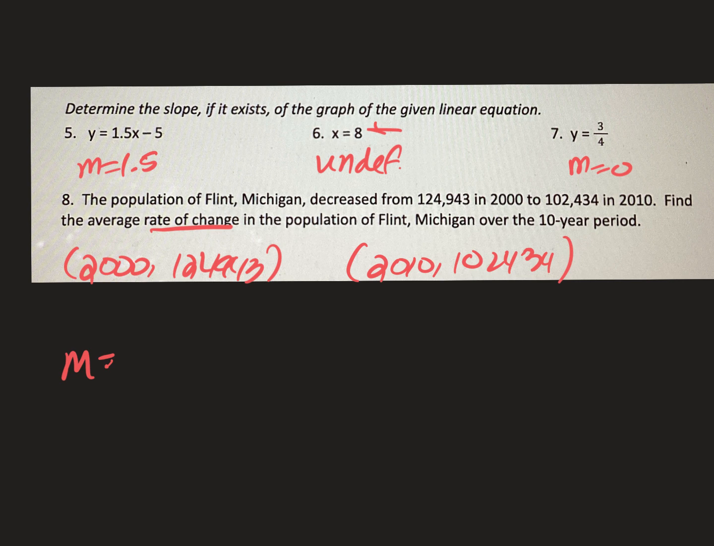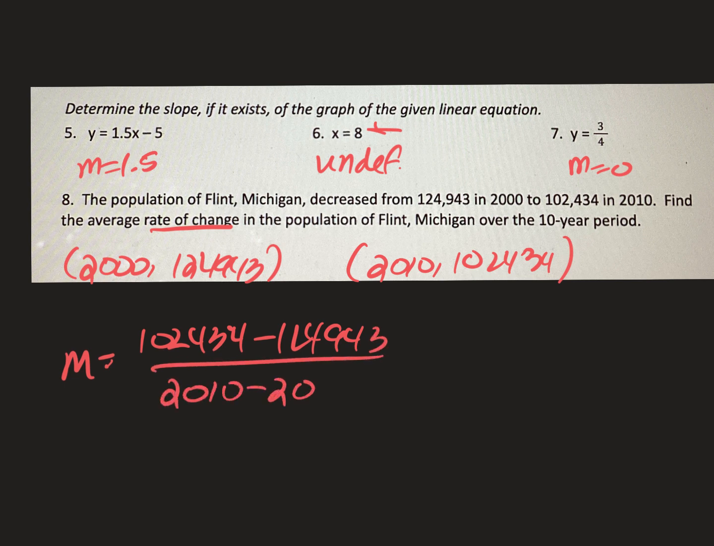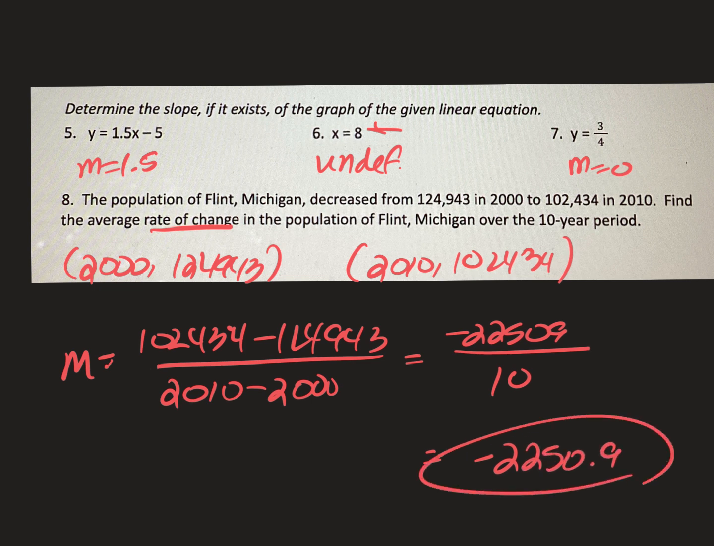And remember, when you do slope, the reason I put those years first is because they want the change per year. So per year, the per part goes on the bottom. So I'm going to do y2 minus y1 over x2 minus x1, just the slope formula, because that's all it's asking. And I get, let's see, 10 on the bottom. On the top, I'm getting negative 22,509. If I divide that by 10, I get negative 2250.9. And that's how much the population is decreasing per year over the 10-year period.